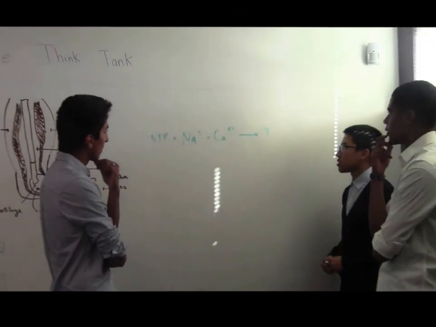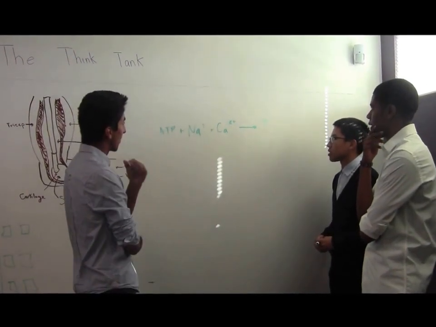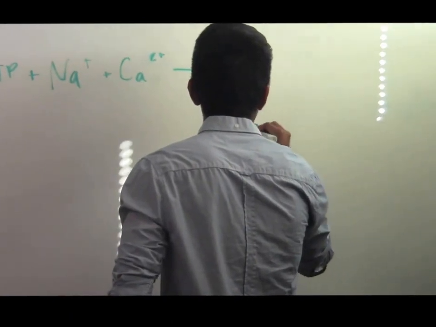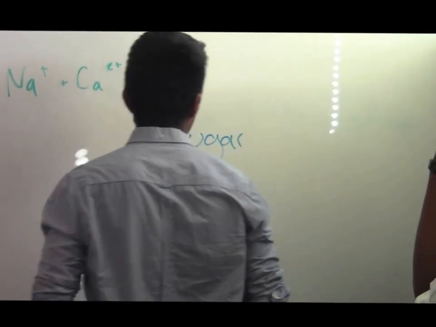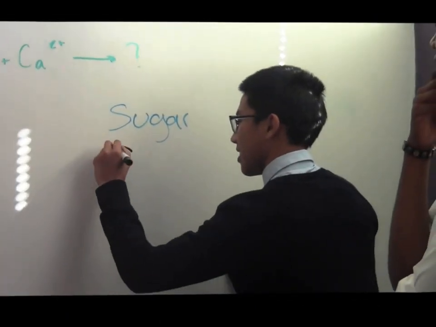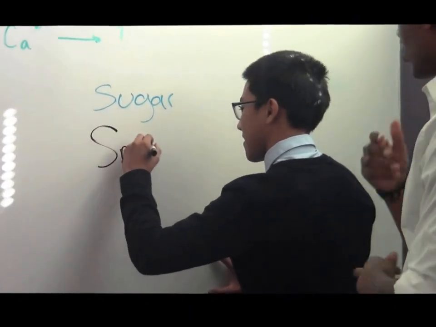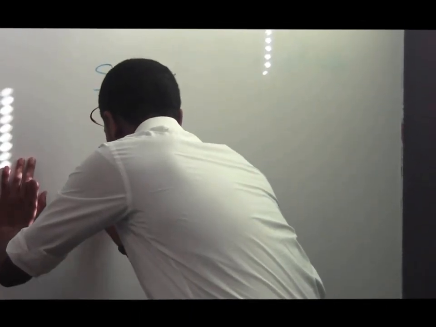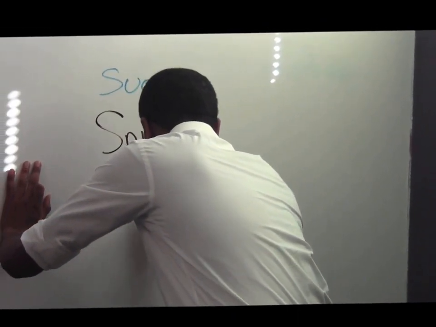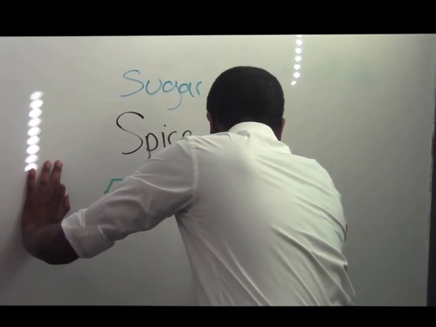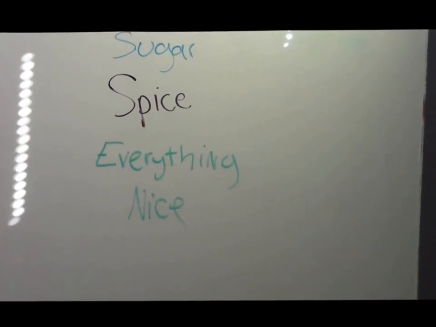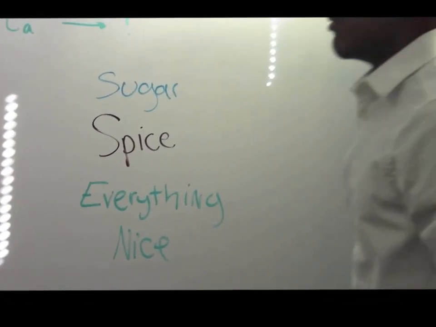How are we gonna make this work? You got it. Sugar. I got it. Sugar. You may be onto something. Spice. There it is. We got it.